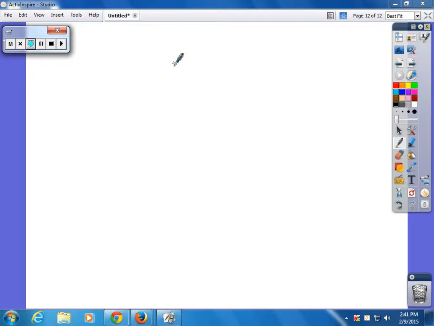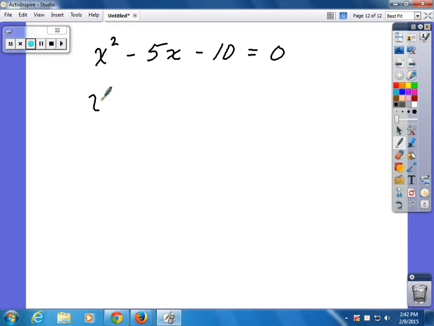So today we'll start off with, let's go over one like that, and we'll go with x squared minus 5x minus 10 equals 0. And I think the one we did last time was 3. So that would be x squared minus 5x plus blank is equal to 10 plus blank.